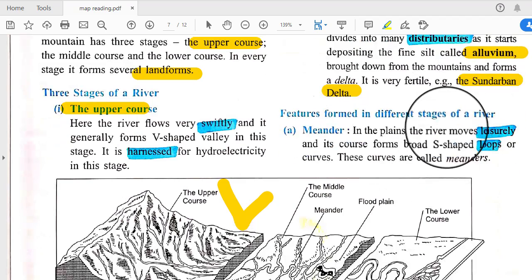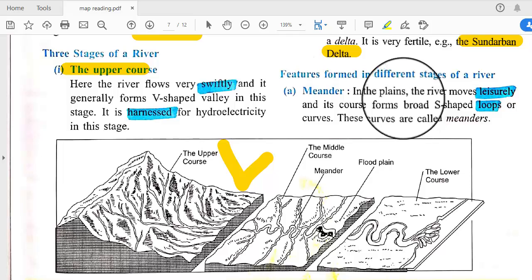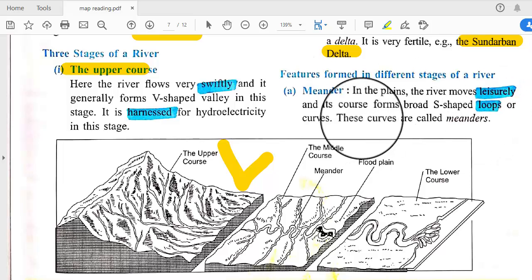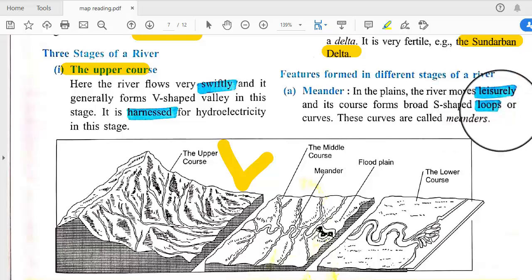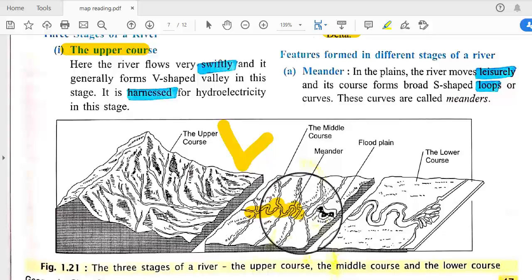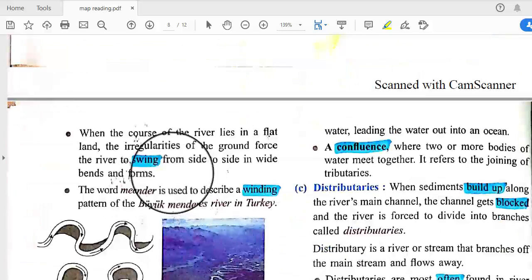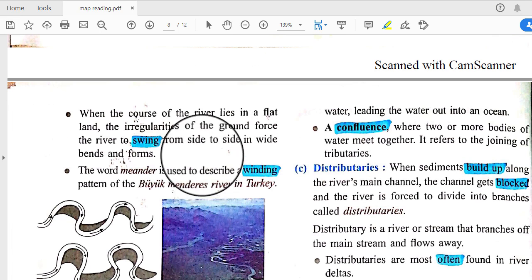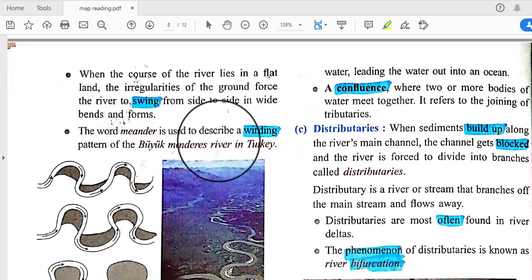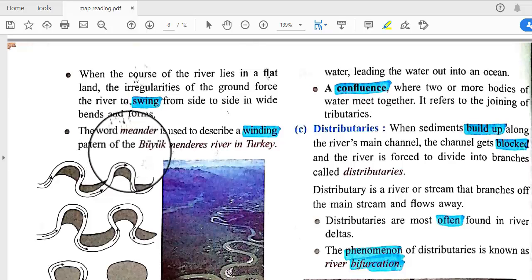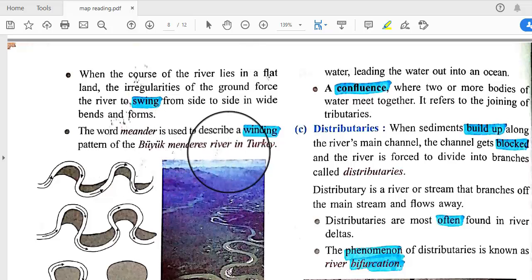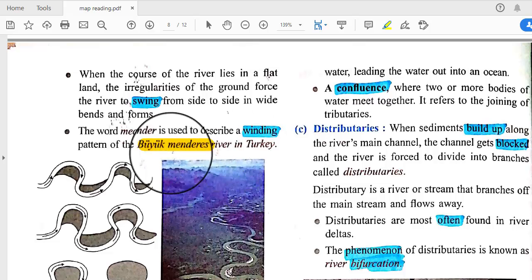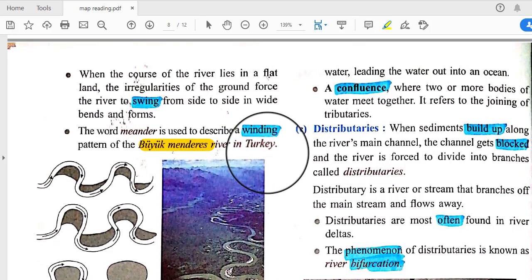Next are features formed in different stages of a river, starting with the meander. In the plains, the river moves leisurely and its course forms broad loops or curves, and these curves are called meanders. When the course of the river lies in flat land, the irregularities of the ground force the river to swing from side to side in wide bends. The word meander is used to describe this winding pattern, and it originated from the Boyuk Meander river in Turkey.